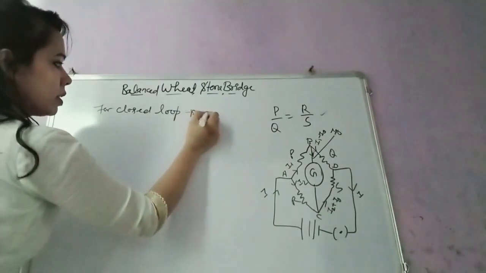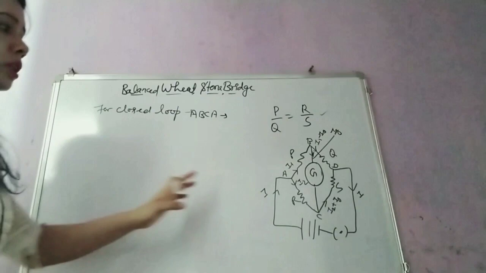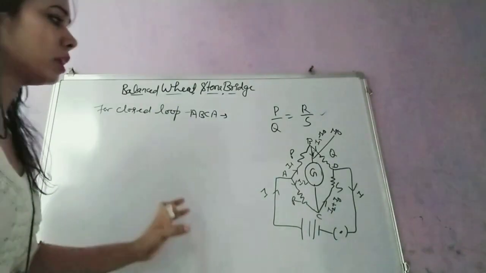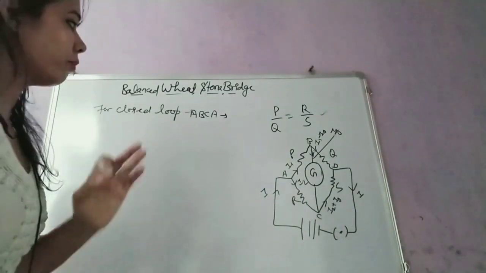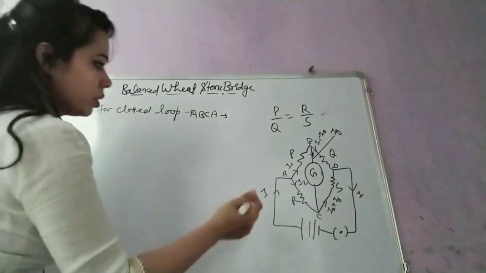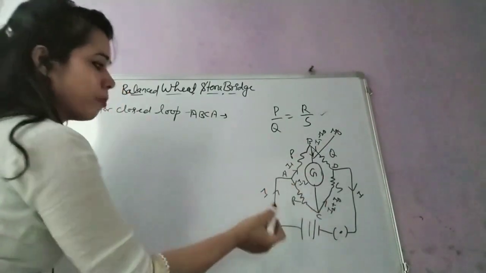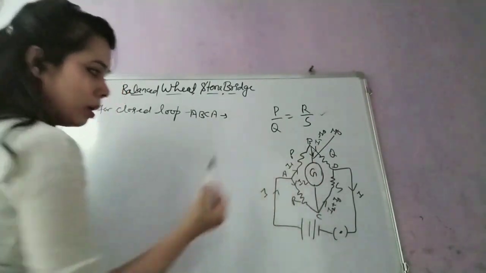A, B, C, A. I know you have studied Kirchhoff's law. If you have not studied Kirchhoff's law, you should understand Kirchhoff's law first. After that you understand about this Wheatstone bridge. नहीं पढ़े होगे तो कुछ नहीं समझ में आना. Okay, so A, B, C, A. Now for this loop I am going to apply.